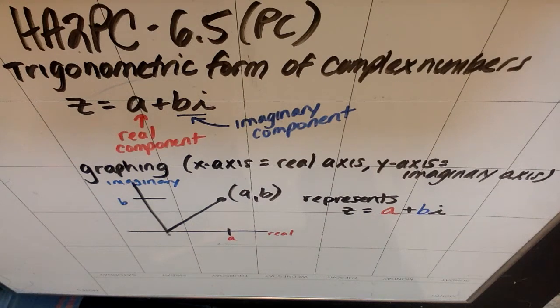This is Honors Algebra 2 Pre-Calculus. We're doing 6.5 from the Pre-Calc textbook, which is the trigonometric form of complex numbers.